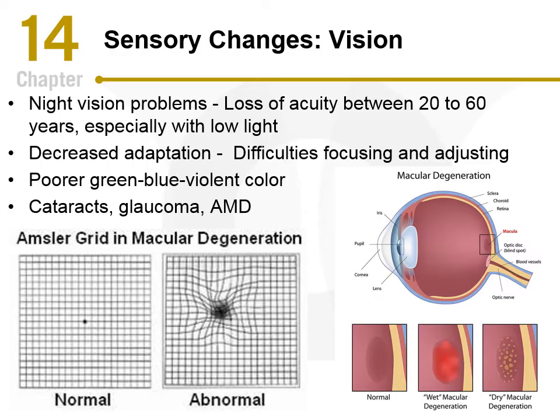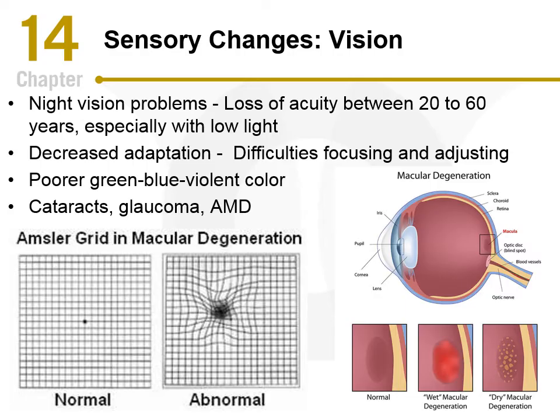Vision changes. Anybody who's dealt with somebody who's older knows that there's going to be some vision changes. And even if you're younger, you're going to have some vision changes. Even by the time you're 20 years old, we can expect to begin to see some difficulty with low light vision. By the time you're 60, have fun.